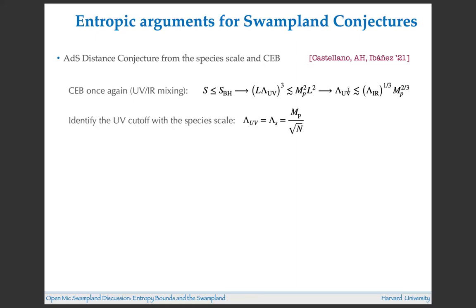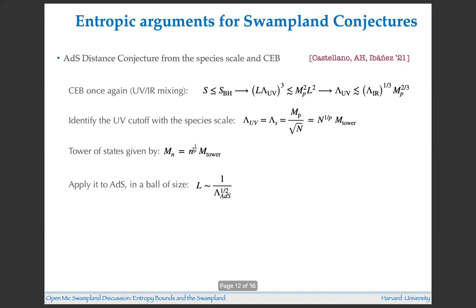Now, if one identifies this UV cutoff with the species scale, as we were saying before, for a tower of states, the typical thing that happens in string compactifications when one goes to boundaries of moduli space, or when one goes to weak coupling points and so on. So if one identifies this UV cutoff with the species scale for some tower with some effective parameters, just some characteristic mass scale and some p that gives basically the spacing between the steps in the tower.